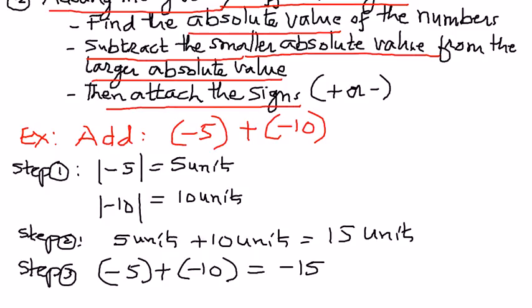The other way of understanding this problem is as follows. Let us say you're down by $5. If you're borrowing $10 more from your friend, you'll be down by $15, or you will have a negative balance of $15. So that is another way of understanding the simplification process.